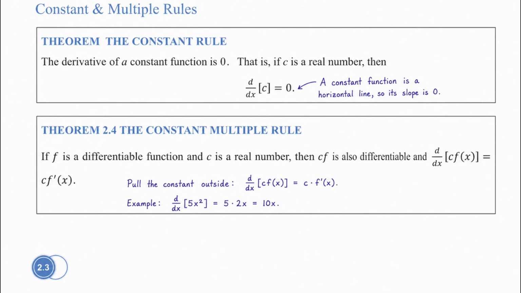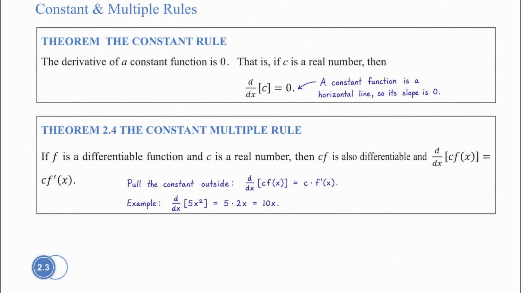Now the second rule is the constant multiple rule. If a function is multiplied by a constant, we keep the constant and just differentiate the function. So the derivative of c times f(x) is equal to c times f prime of x. That means we can pull the constant outside. For example, the derivative of 5 times x squared equals 5 times the derivative of x squared, which equals 5 times 2x, which equals 10x.